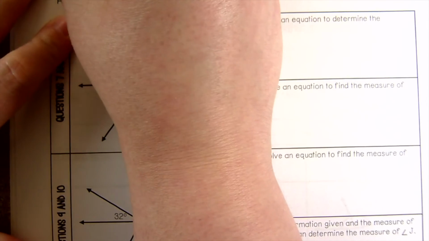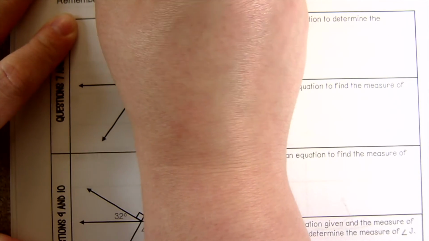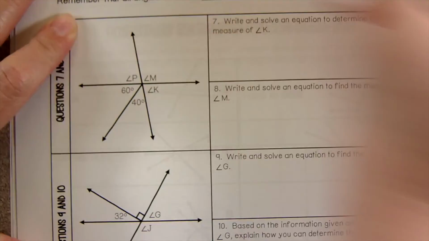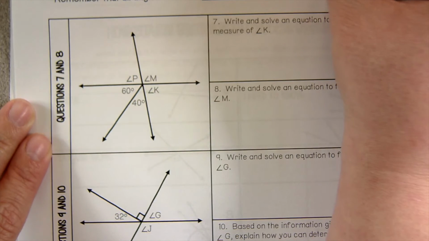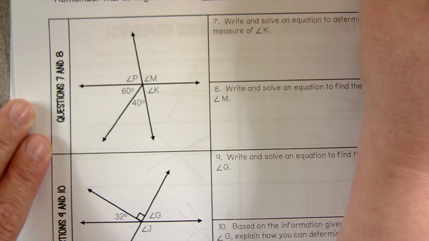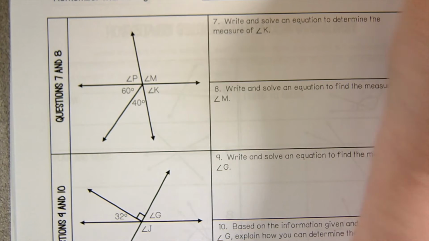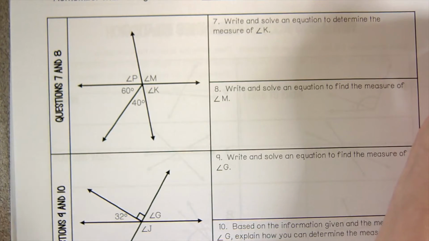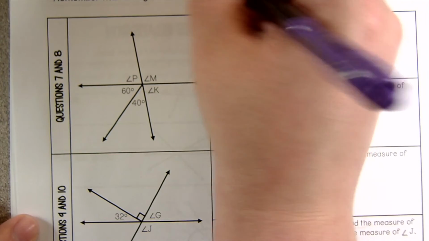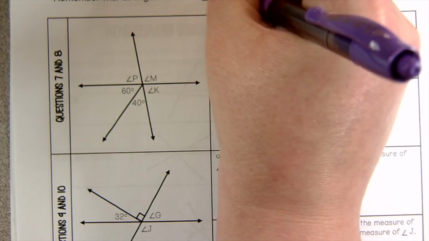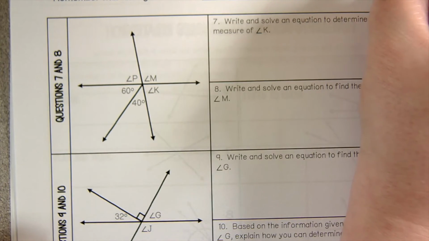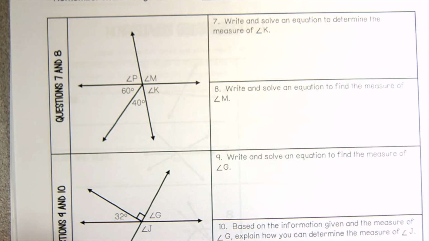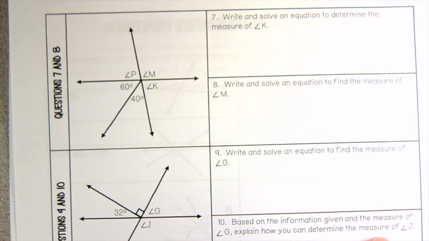Angle relationships allow us to determine the unknown angle measure. Remember that all angles around an intersection will always add up to 360 degrees. So if you go all the way around and add them all together, they add up to 360 degrees.